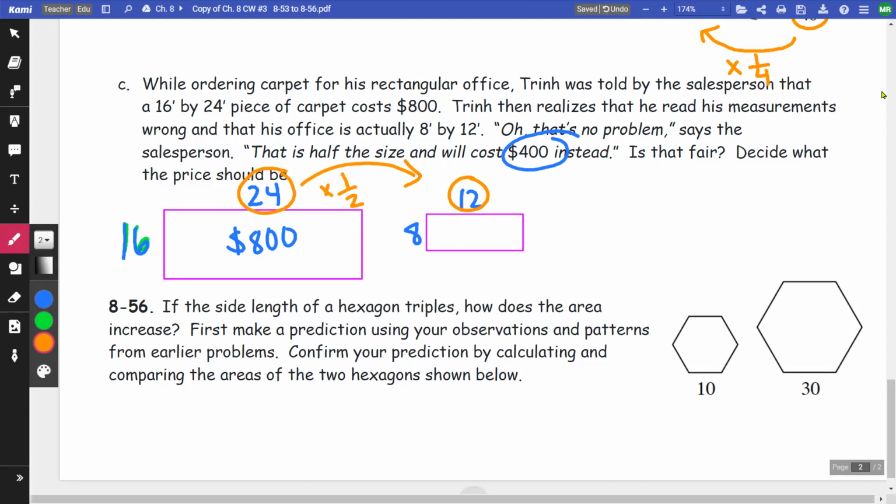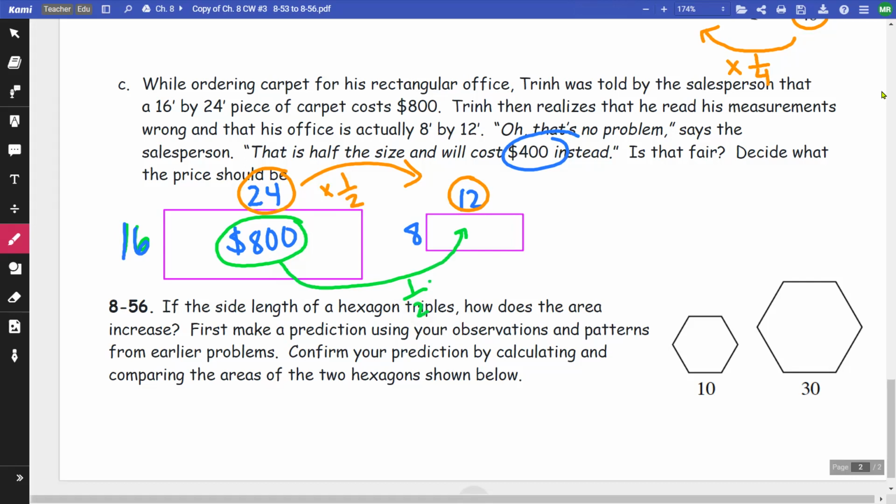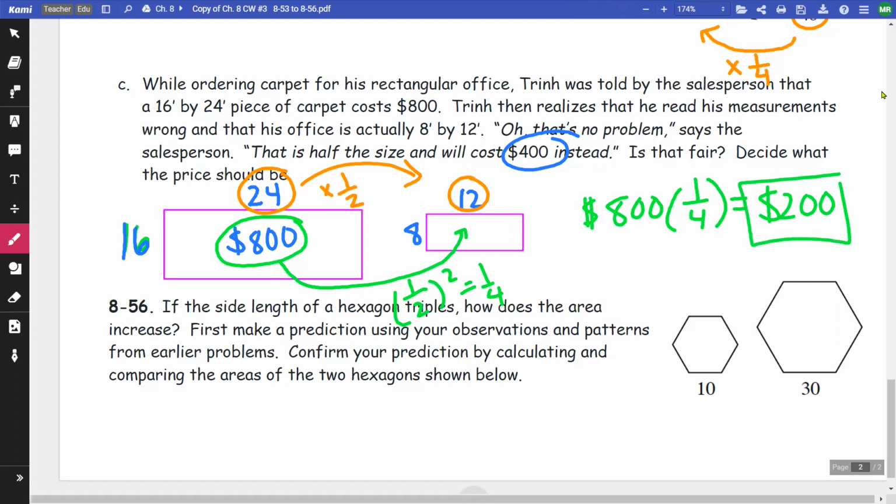But is that what I should do for my area? My area is not 800, but it's $800 for the material, and that material would be our area. It's not going to be half as much. It's going to actually be 1/2 squared, or 1/4 as much. So if the cost is $800 and the rectangle shape is half the size, the area is not half, the area is 1/4. So it should only cost $200, not $400.